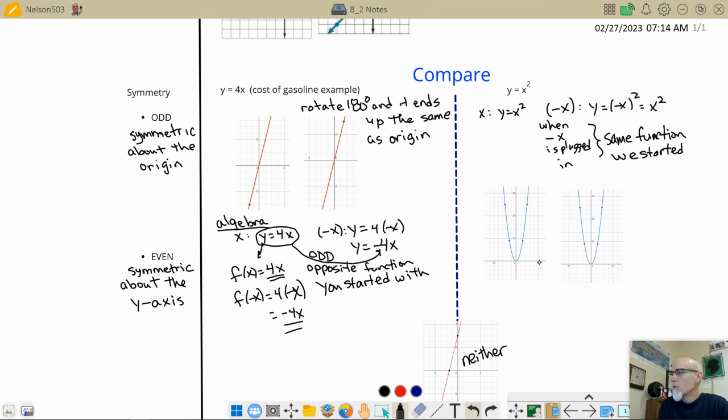And over here, I could have done g of negative x, and then I would have negative x squared. That gives us positive x squared. That's the same as the original function. That means we've got an even function, right? So this one was odd, this one was even, this one's neither.